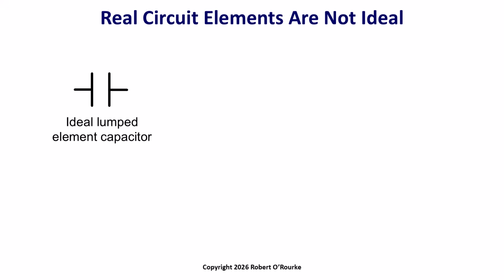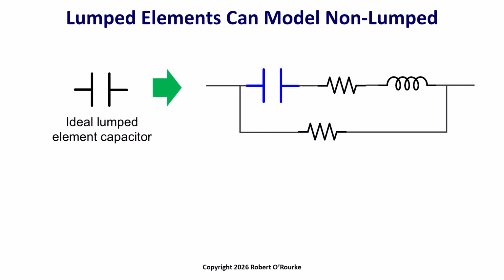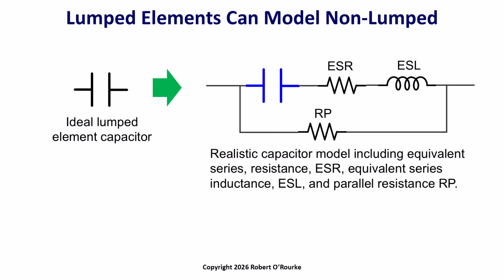Real-world circuit elements are not ideal, and they often have parasitic quantities such as resistance or capacitance. How do we apply ideal lumped element circuit models like this ideal capacitor in practical real-world circuits? One way is to use multiple lumped element models to better model real-world practical circuit elements. Here we have a more realistic capacitor model where the equivalent series resistance is modeled along with the equivalent series inductance and a parasitic resistance in parallel with the other elements.